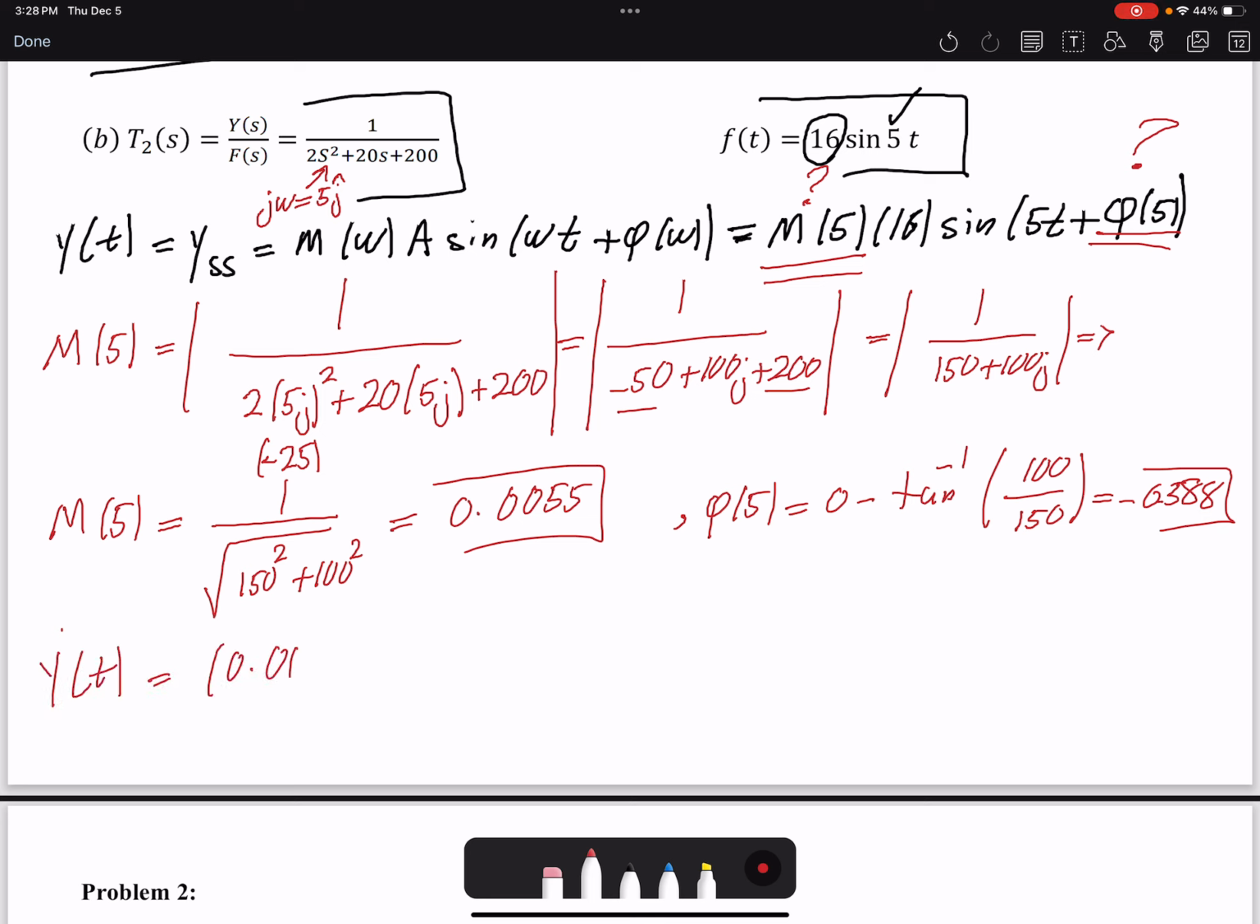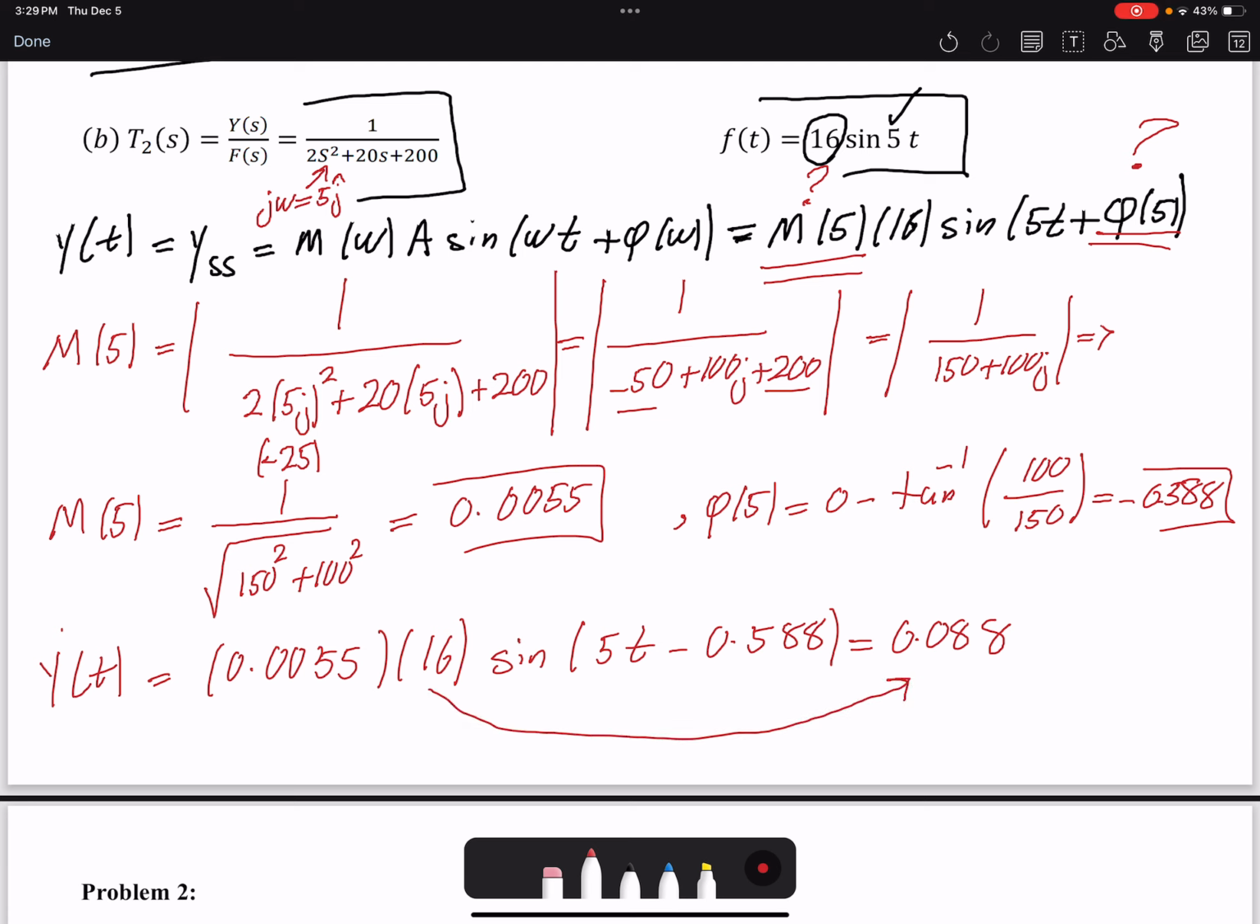If I put these together, I have 0.0055 times 16 sine(5t minus 0.588). So the value that I get would be 0.088. So my original amplitude, the input amplitude, was 16, but it was changed to 0.088. So you can see there was a significant reduction in amplitude. That small number means that it's multiplied by a very small number, so the amplitude changes significantly. And this is the output. So I found the output based on the input. The magnitude and the phase changed.